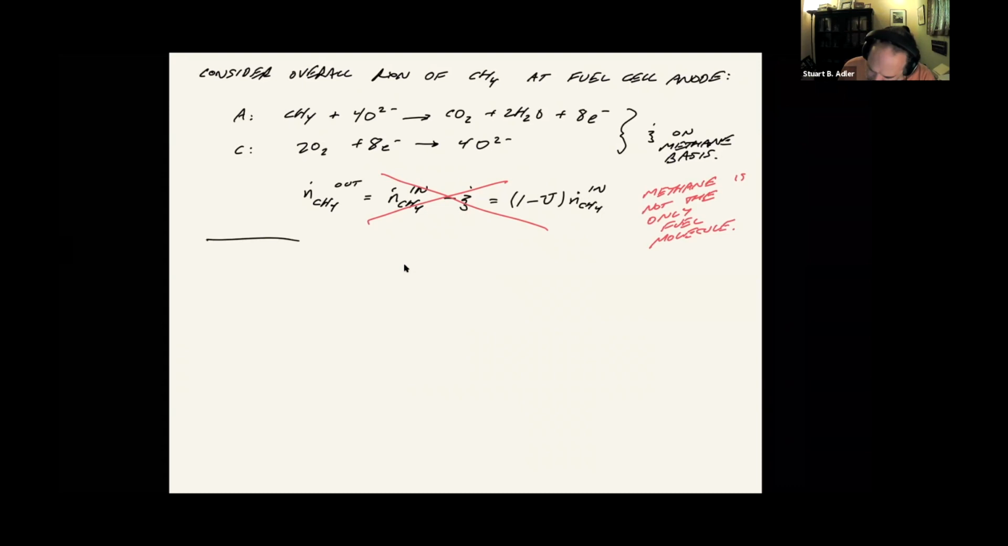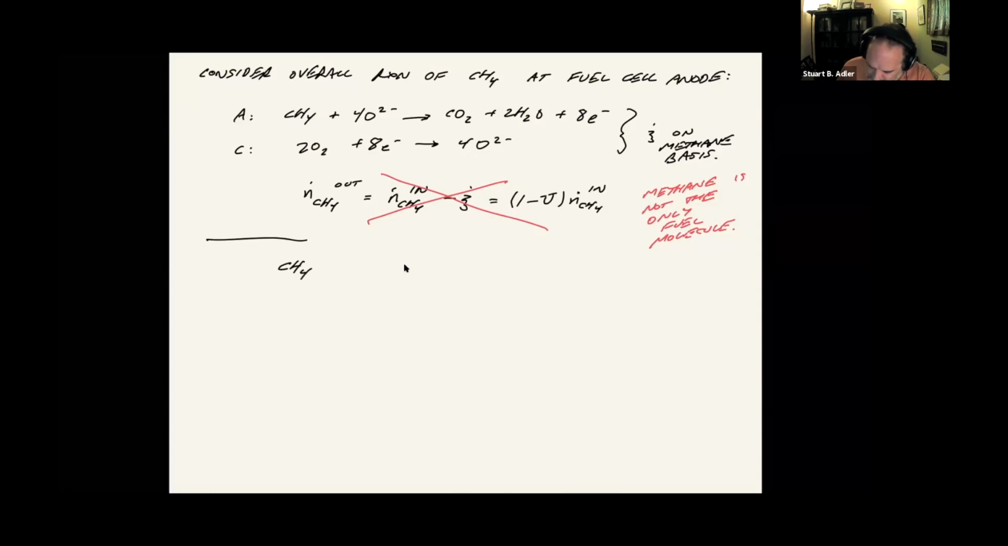So I have to think a little bit deeper, like what's actually happening and how does that affect a couple of things? One, how does it affect Faraday's law? How does it affect our material balance considerations? How do we define the extent of reaction in a system that has multiple reactions happening? Or how do we think about the utilization of the fuel?